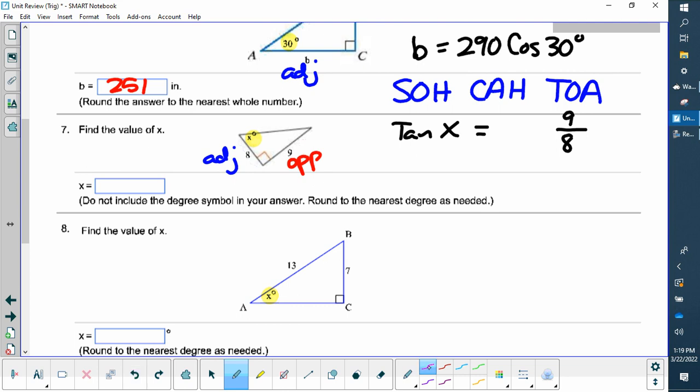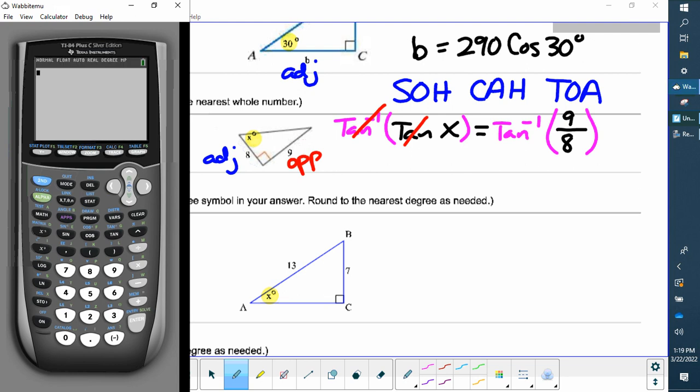Now, how do I make this go away? I'm not done with this problem. My answer is not 9/8. That's way too small. I would like to get x by itself. Okay, the opposite of tangent is called tan inverse. So I'm taking the tan inverse of this side, and I have to balance out my equation. If I do it on one side, I have to do it on the other. These cancel each other out. Boom, boom. Okay, now it's a calculator problem.